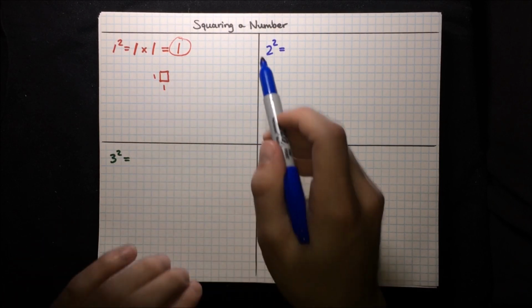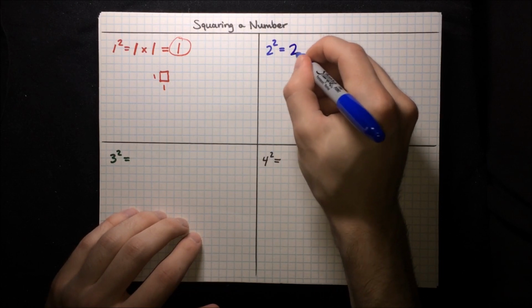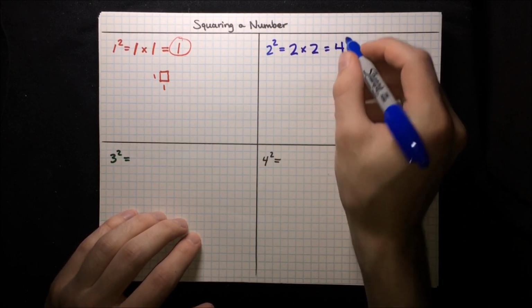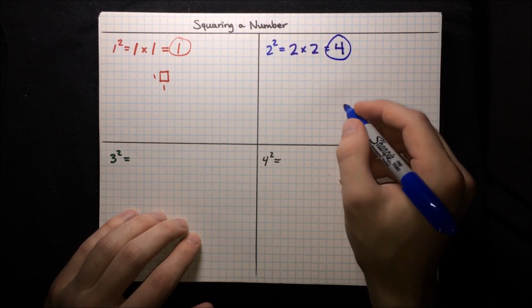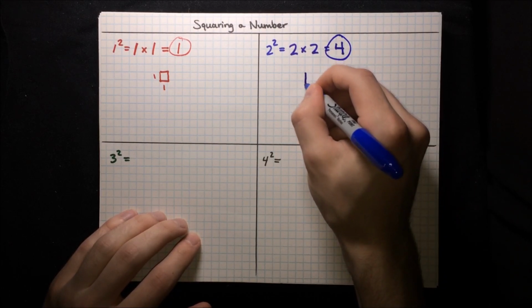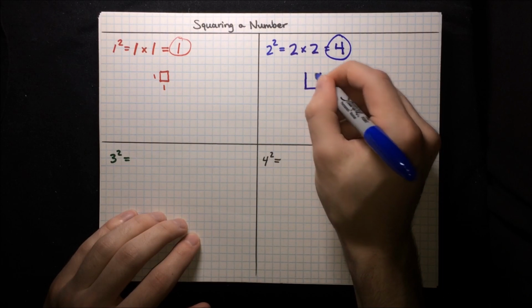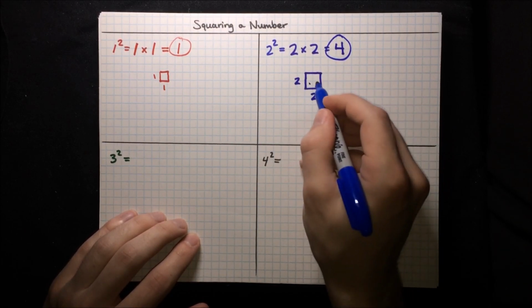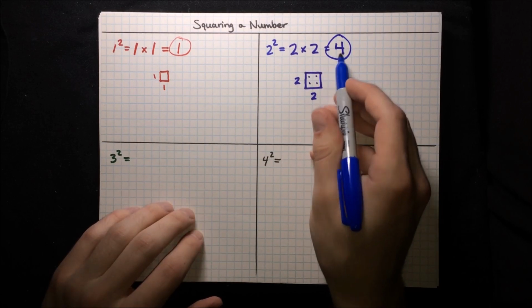Alright, so moving on, 2 squared is just 2 times 2, which is just 4. And geometrically, that corresponds to the area of a square with side lengths 2. So let's go ahead and draw that. Area of a square with side lengths 2. There is 1, 2, 3, 4 square units.